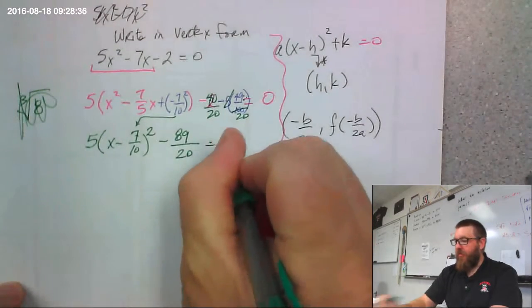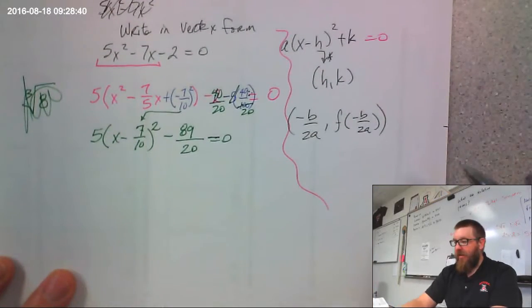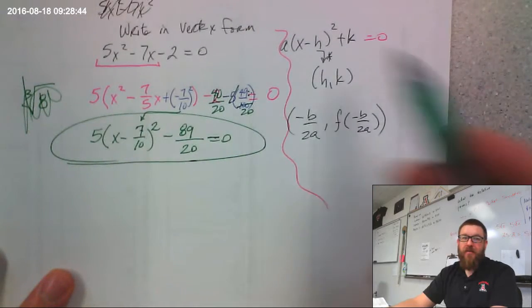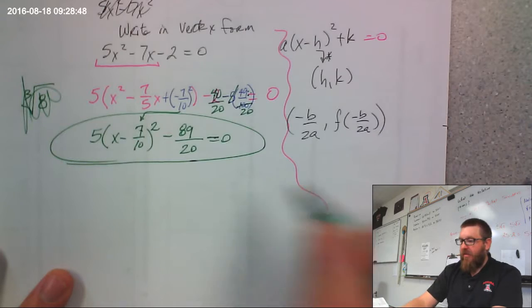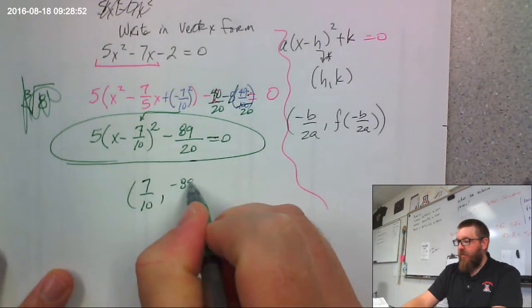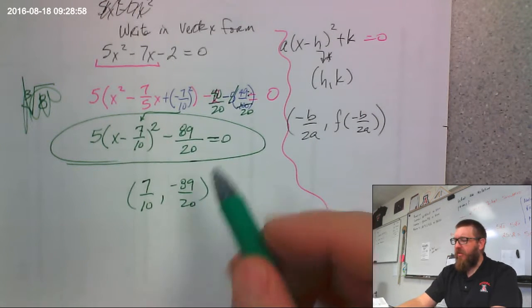equals 0. So what's the vertex? That's vertex form right there. We answered the question. Right, vertex form. What's the vertex? 7/10 and negative 89 over 20. That's if we didn't make a silly mistake. That 20 is concerning me.